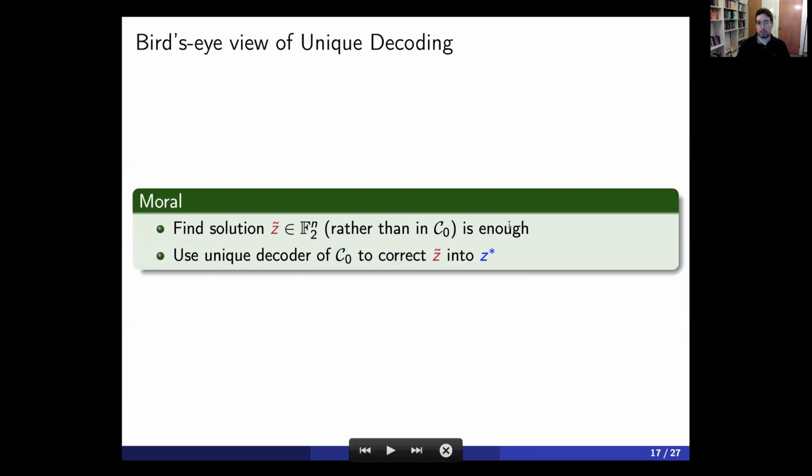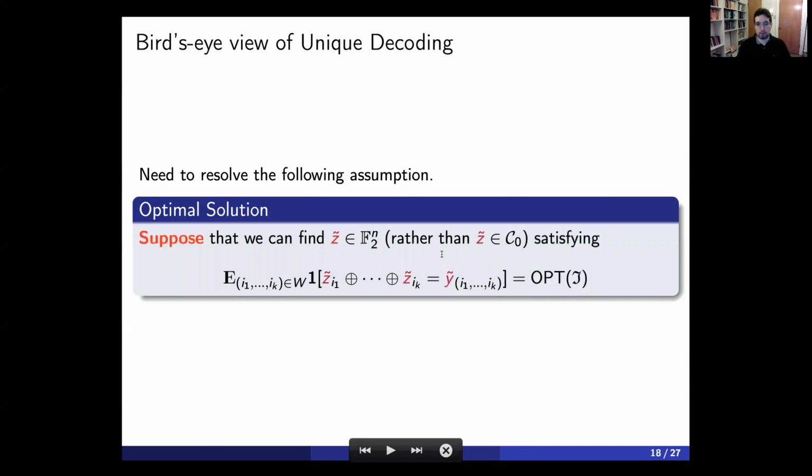And what is the moral here? The moral is that it's enough to find any solution here. So you find a Z tilde belonging to F2 to the N, rather than some guy in some code word in C0. And once you have this very good solution, you can use the unique decoder to correct either this guy or its complement to get Z star. That's the moral. But you're claiming that you can solve a KCSP, right?